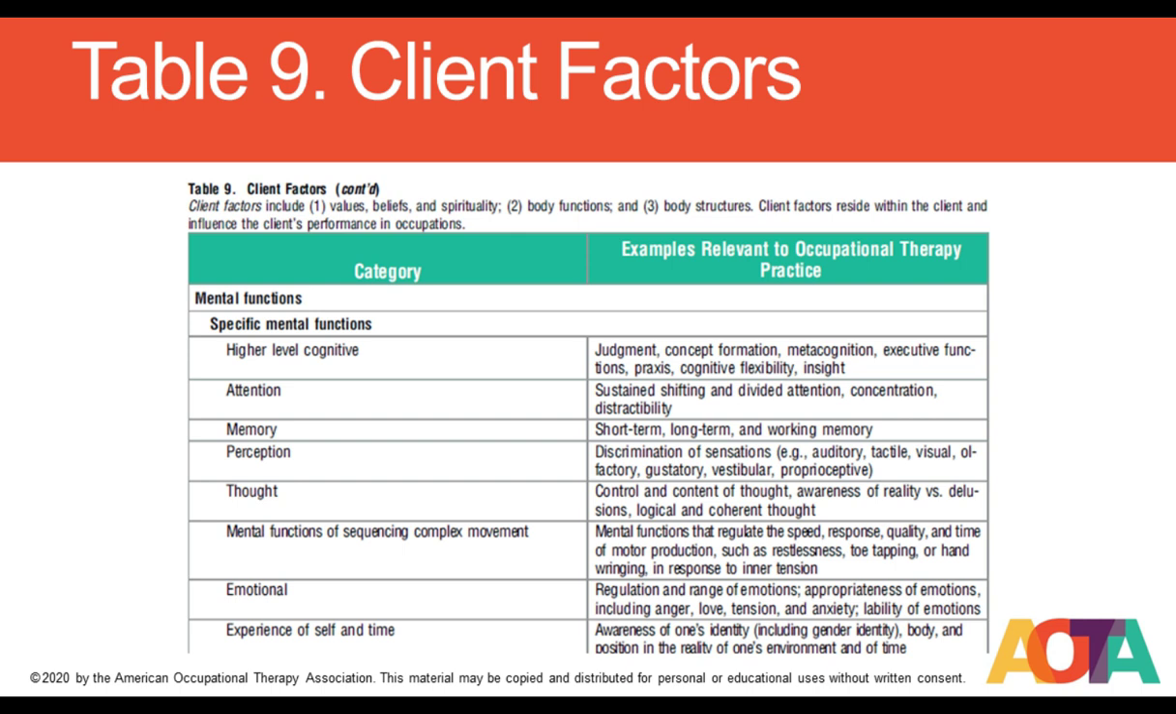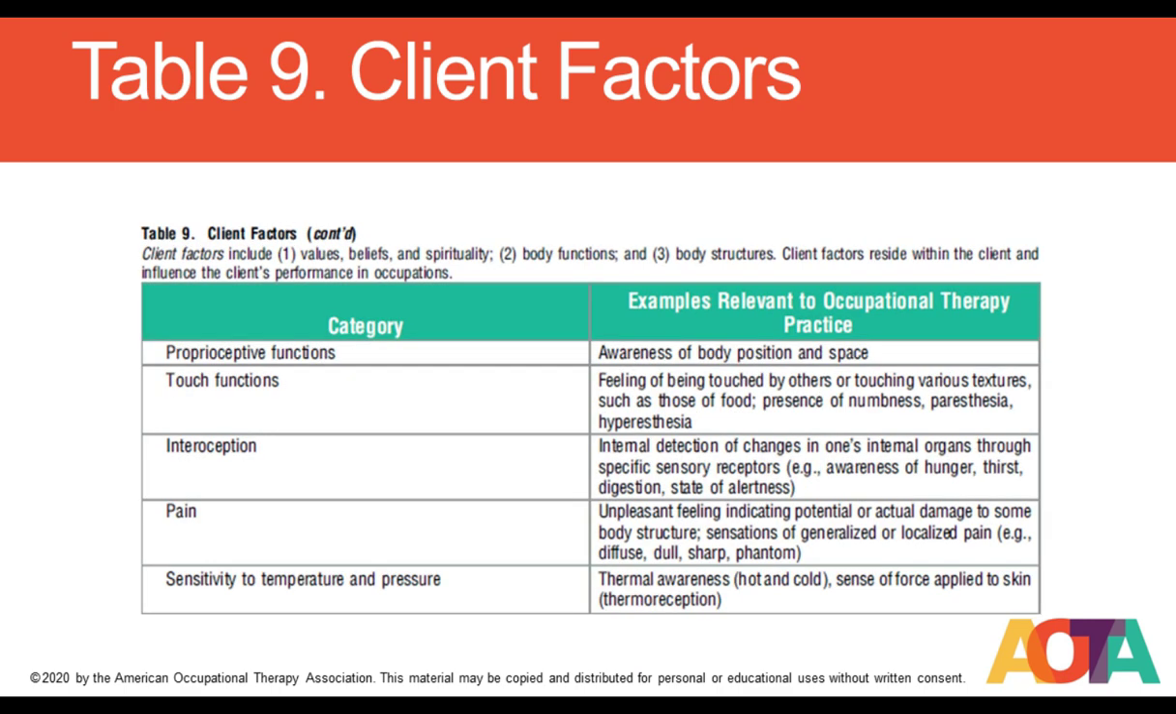Here you see the section of Table 9, where the relevant example for experience of self and time now includes gender identity in parentheses. In this section of Table 9, interoception is explained with examples. Next, Shelley will discuss the changes made to the process section.